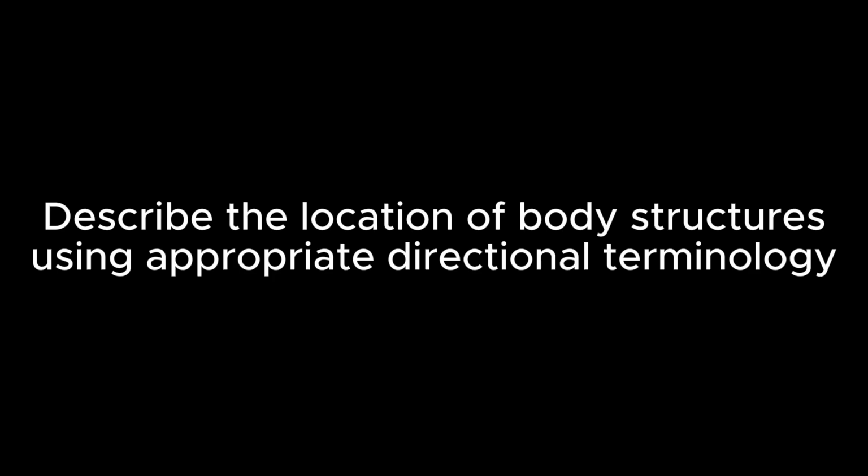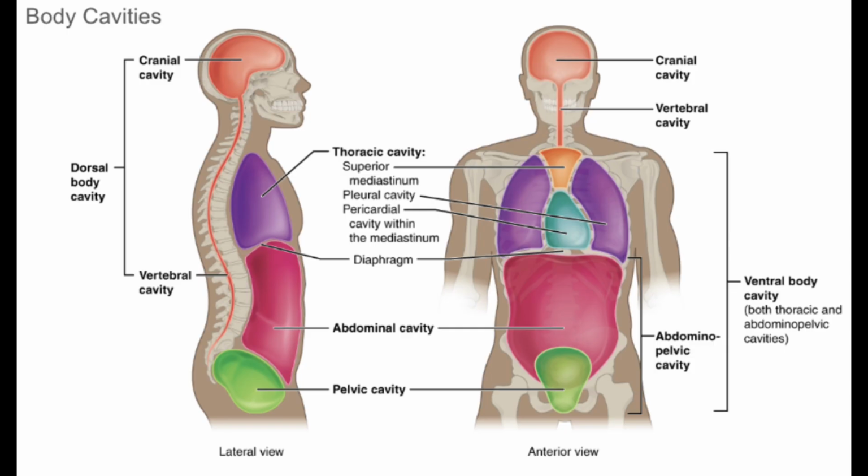Describe the location of body structures using appropriate directional terminology. This is the diagram you need to know for this LO. A good way to practice this is cover up each little region and then test yourself until you have memorized where each cavity is and be able to use the anatomical directions that we explained in the previous LO and be able to apply it to these cavities.